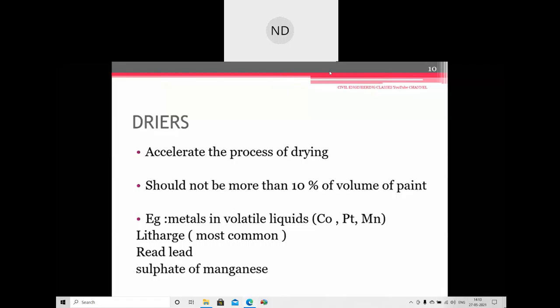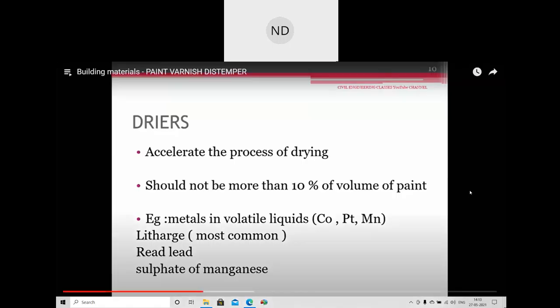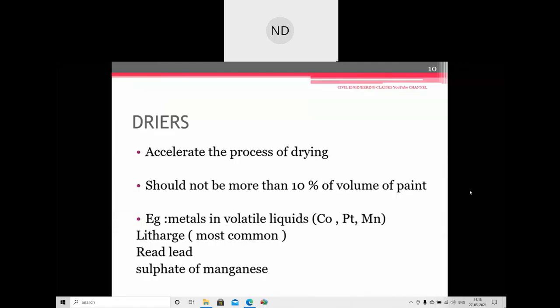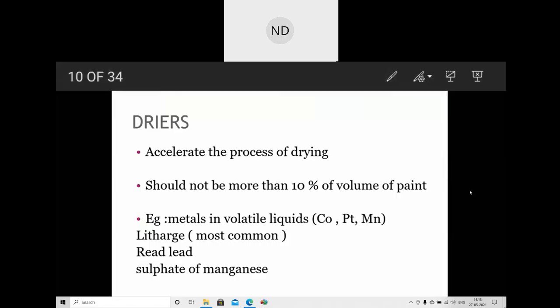The next one is dryers. Dryers are ingredients that accelerate the process of drying of the paint after its application. But they have certain drawbacks. They have a tendency to attack the color of the paint, and also they will sometimes destroy the elasticity of the paint. Therefore, we have to limit the amount of dryers in a particular paint. It should not be more than 10% of the paint.